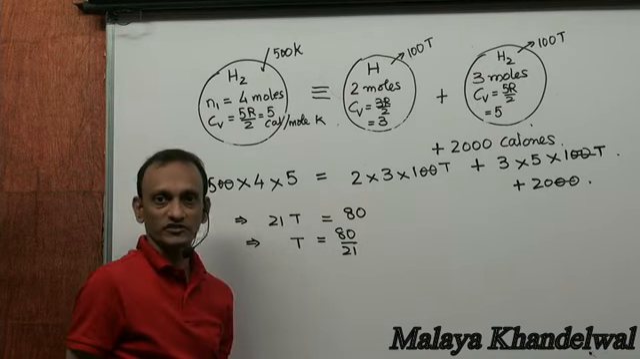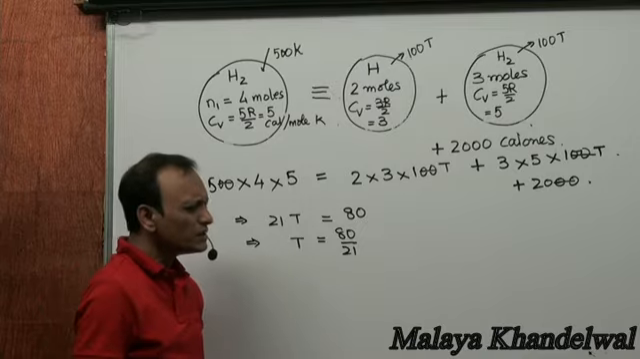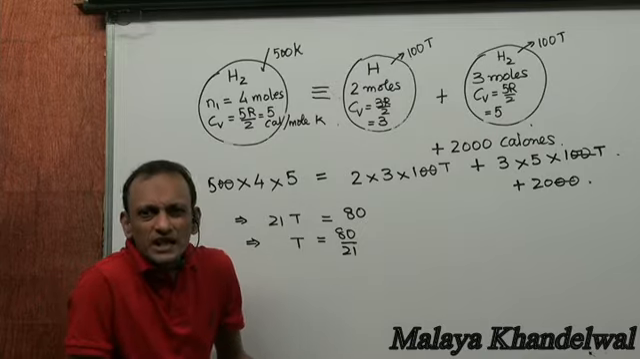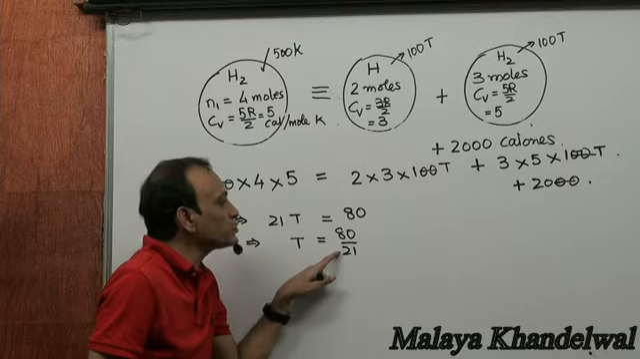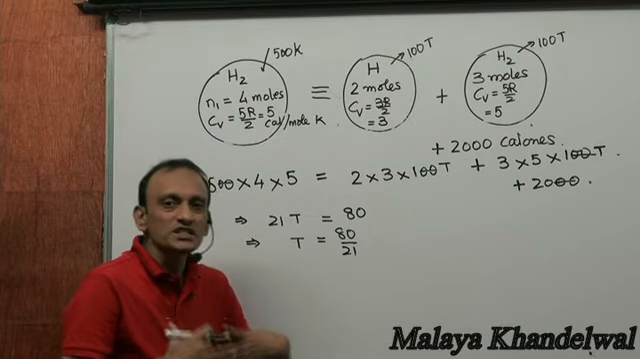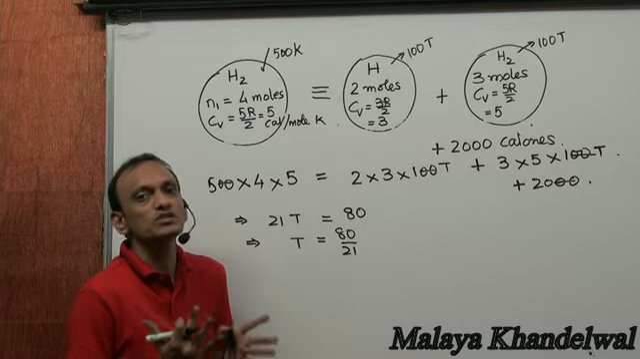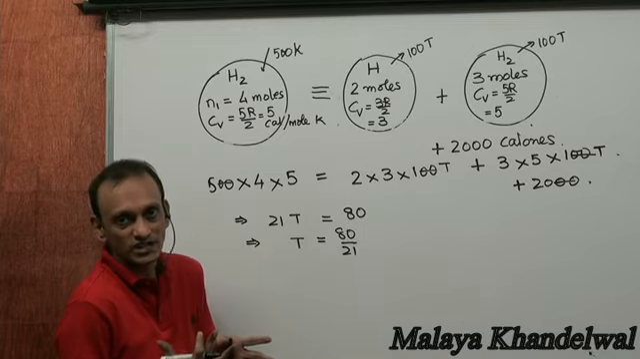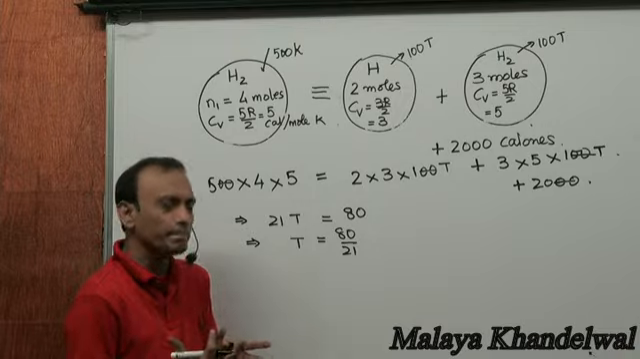80 by 21 Kelvin. Yes or no? The integer closest to 80 by 21 is 4 Kelvin. So roughly 4 Kelvins. So the integer closest to T is 4 Kelvin. So this was a very ordinary situation to deal with. Yes or no? Right? Okay.